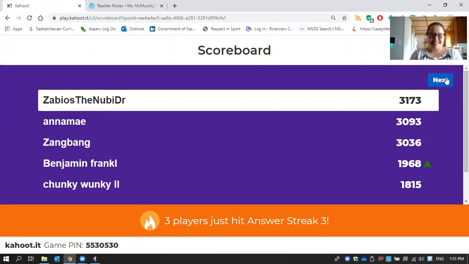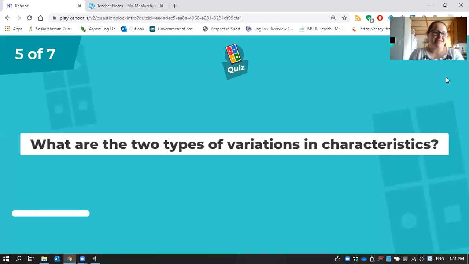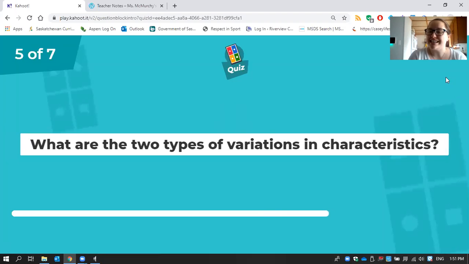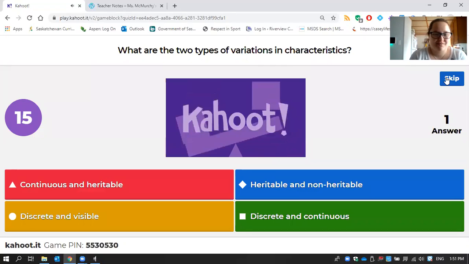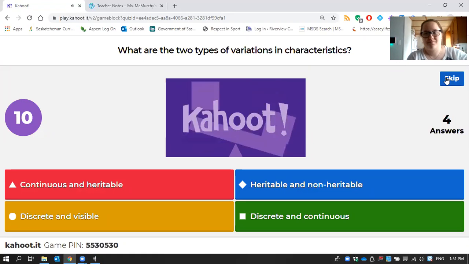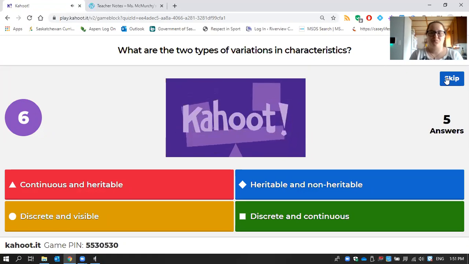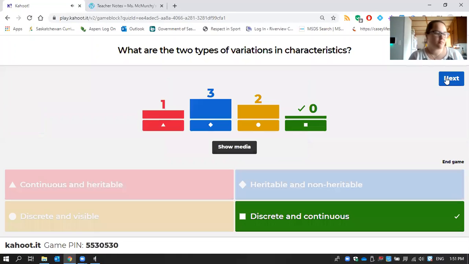All right, we have Mitchell still in the lead. All right, what are the 2 types of variations in characteristics? This one's a hard one. I just guessed. Alex, what are you doing? I'm jamming to that sweet music.